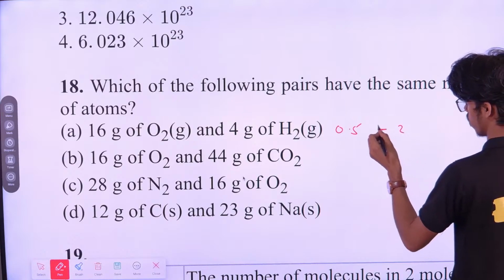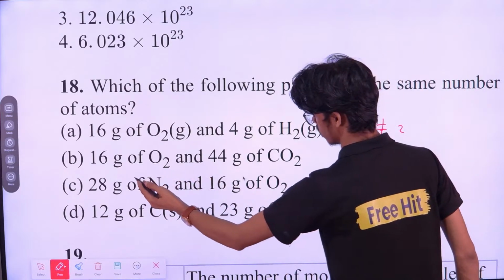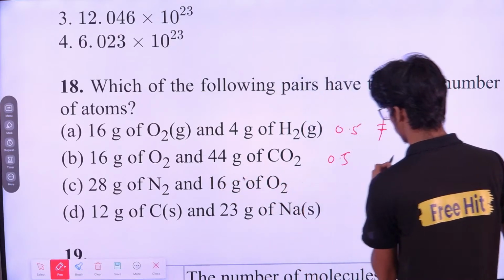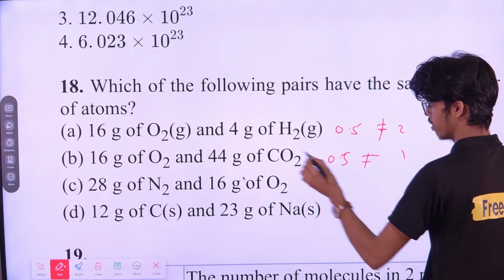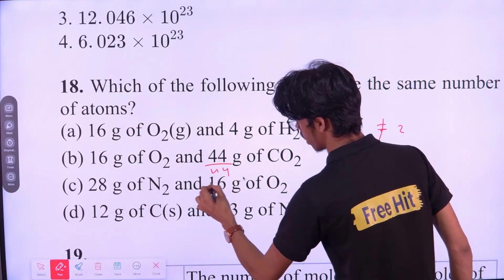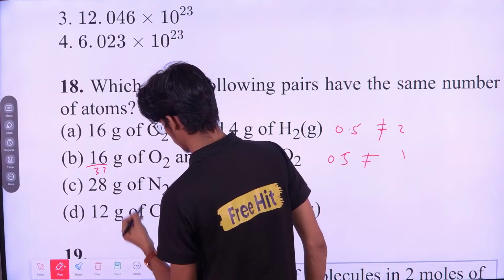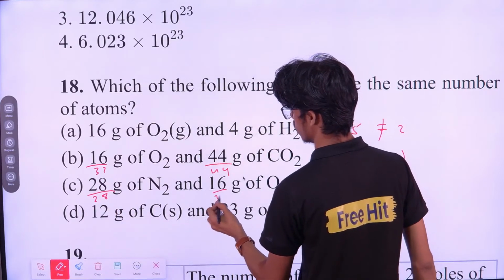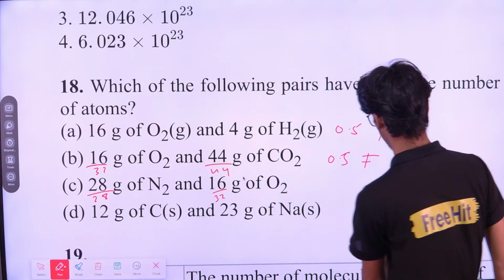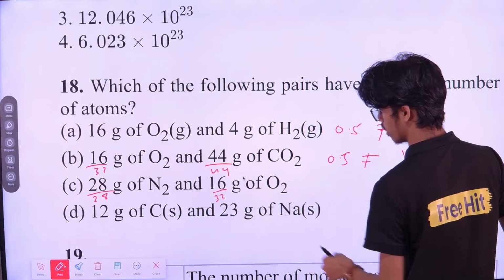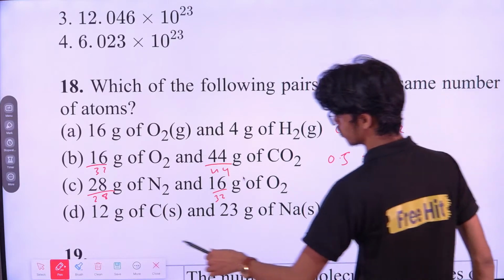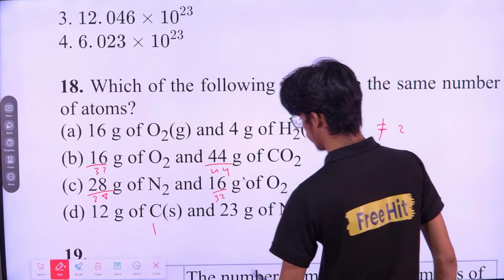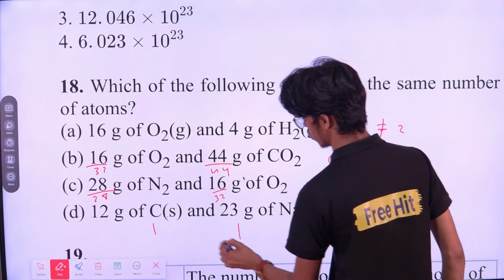So this number is not the same. No, this is not the answer. 16 gram of O2, that is 0.5 again. 44 gram of carbon dioxide, that is 1 mole, okay. Given mass upon molar mass. So this is 16 by 32, that is 0.5. But 28 by 28 is 1. Again not right. So this option, 12 gram of carbon. So 12 gram of carbon is 1 mole, and 23 gram of sodium is 1 mole. So this is the right option.